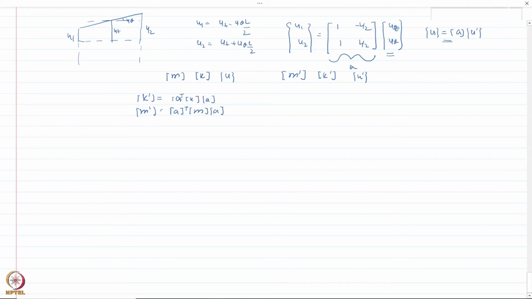So these two systems are related, and they represent the same system, and we can switch from one system to the other by utilizing these equations. If you have taken a course in structural mechanics, you would have learned about these transformation matrices.